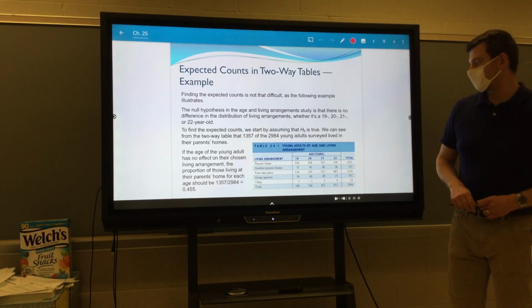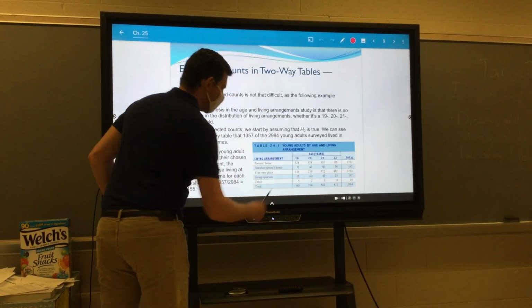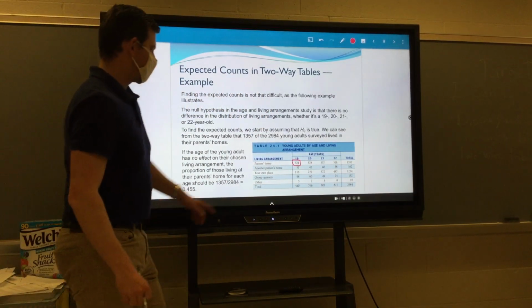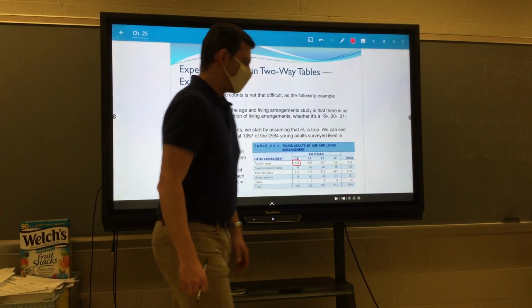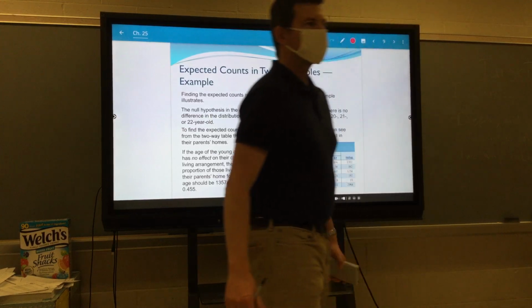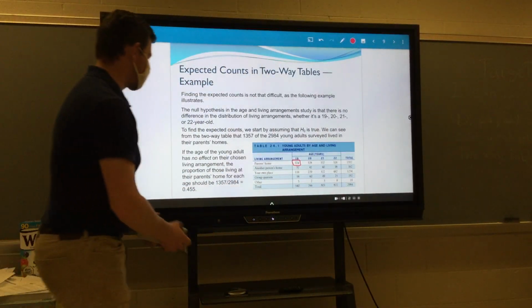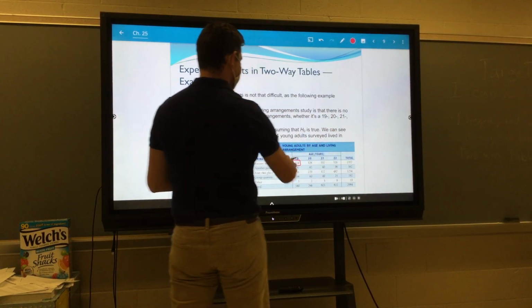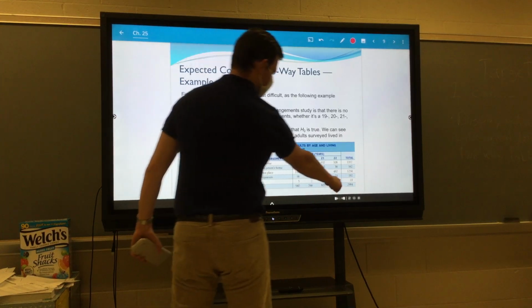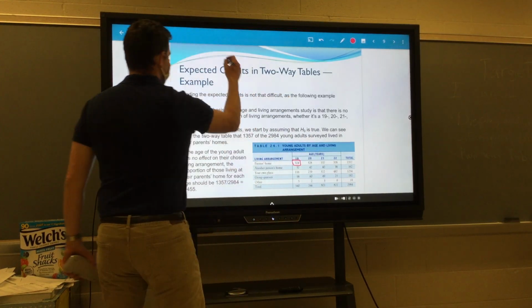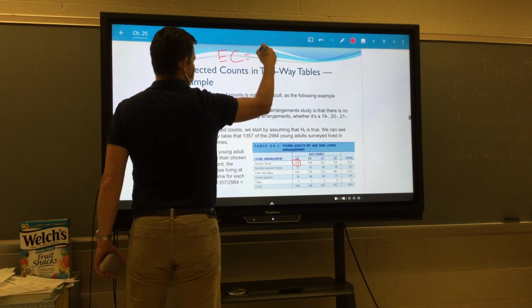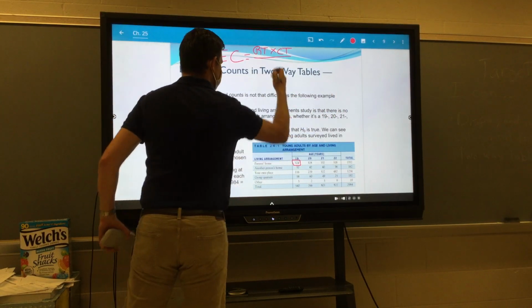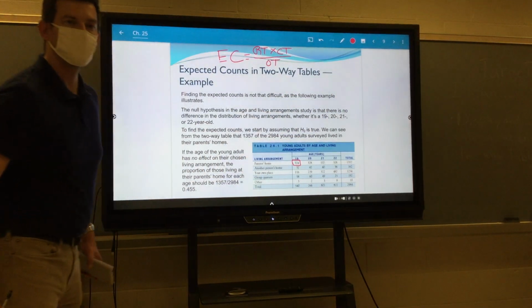Let's take a look at what that looks like here. So let's just start with this top left one, those 19-year-olds who lived with their parents. There were 324 of them. Now what this is saying is that there's really no relationship between the living arrangement and your age. We would expect however many 19-year-olds to live with their parents from this sample of 2,984. So as I said, this expected count is found by doing the row total times column total divided by the table total, or I like to call it overall total, OT.